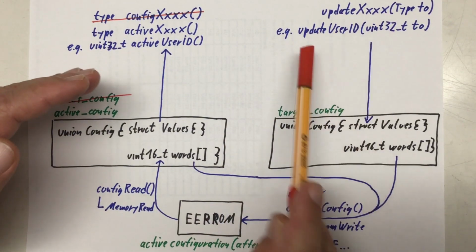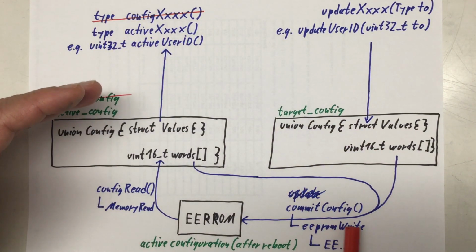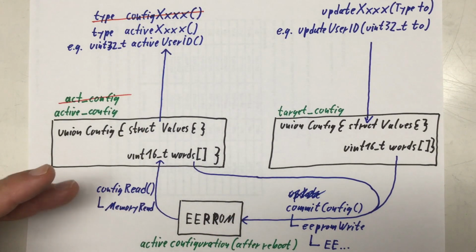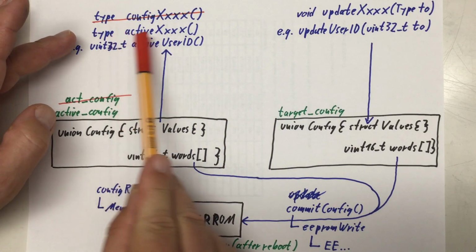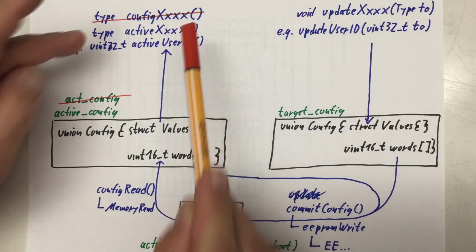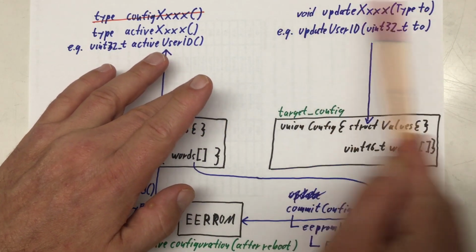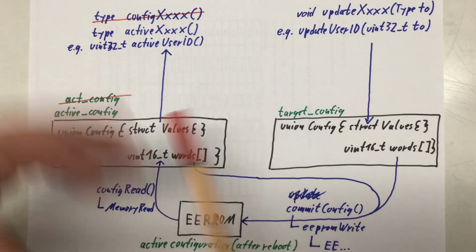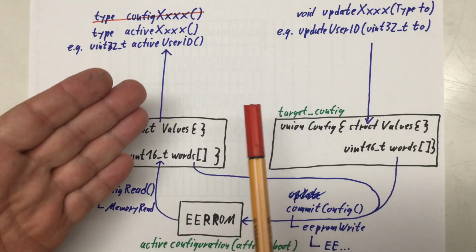We can update our parameters here in the target config as long as we want. We have to commit that config to the EEPROM so it will become the active configuration. In a first step, let's create for each type active xxx method a void update xxx type 2 method. And I won't show you all the code, just the interesting parts. I will try to avoid repetitions.